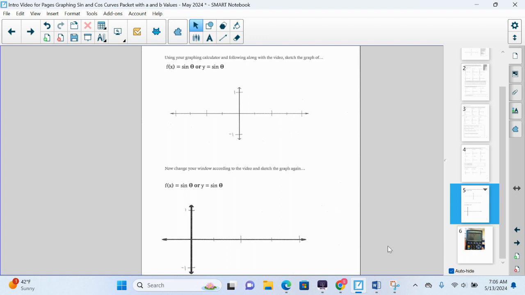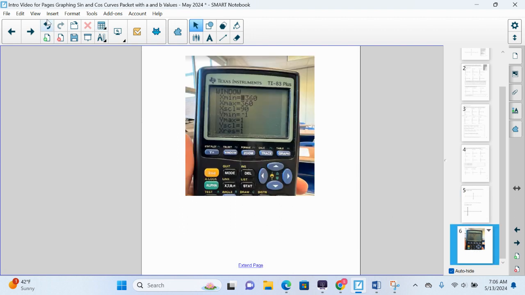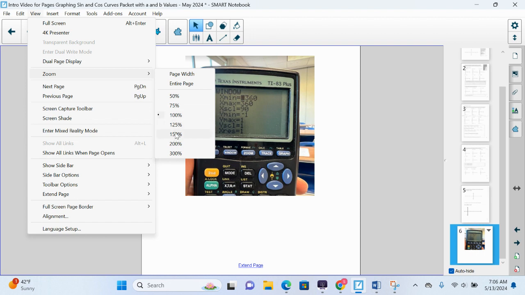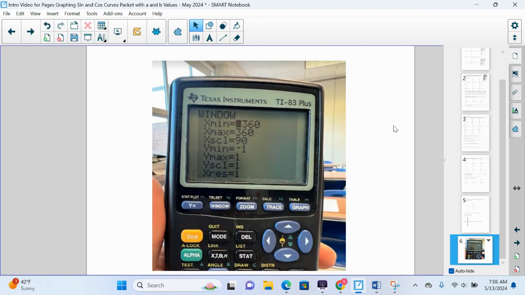Okay, first thing we're going to do is go into our window and change our window. I have to go old school here. I took a picture because the app needs to be reinstalled on my computer. So hit the window button. Our x min is going to be negative 360. Our x max is 360. The x SCL, that's the tick mark on there, is going to be 90. Our y min and y max will be negative 1 to 1, and we'll leave our y scale at 1.